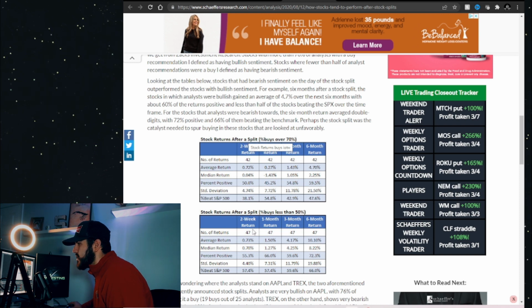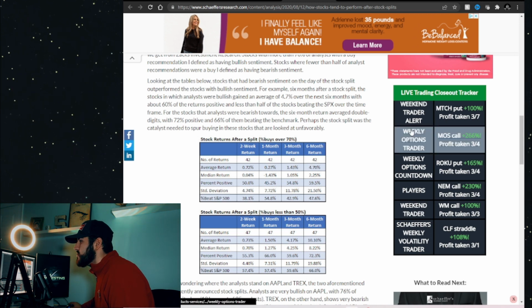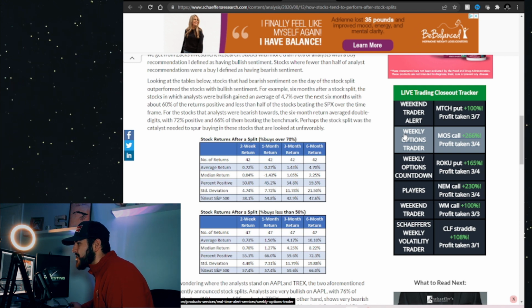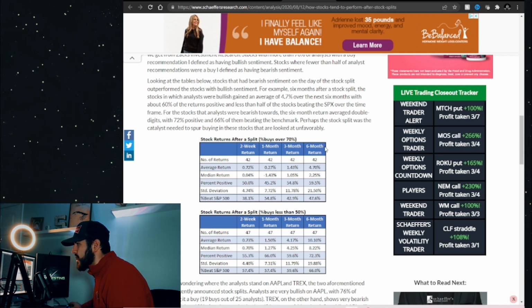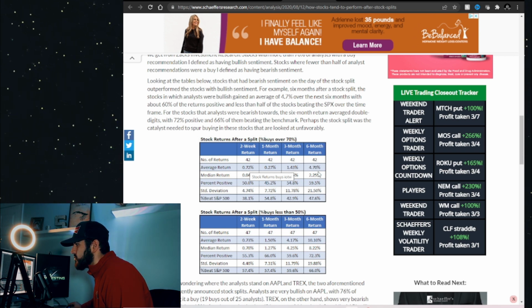Now, layering on sentiment, and I thought this was really cool. There's positive sentiment and negative sentiment. And you would think if there's positive sentiment, the stock is going to outperform. People are bullish on a stock, it should outperform. Well, actually, the opposite occurs. When there's negative sentiment, good news can be good news, and there could be reasons for the stock to move up if you get any kind of good news. So, with the stock returns after a split for positive sentiment, here are your average returns. 0.72% for 2 weeks, 0.27% for 1 month, 1.43% for 3 months, and 4.7% for 6 months.